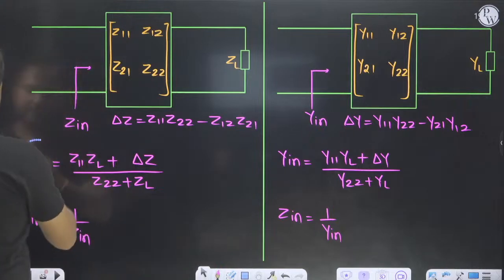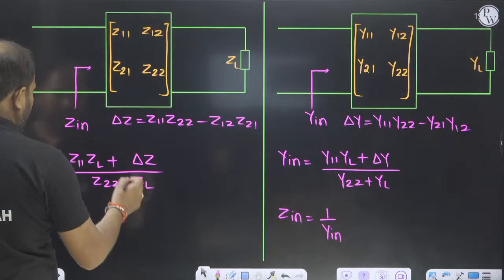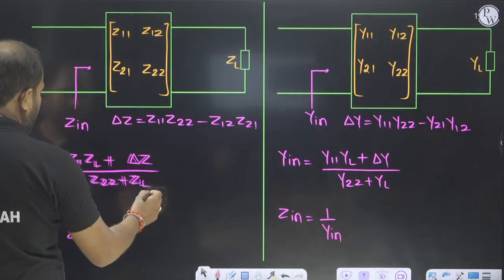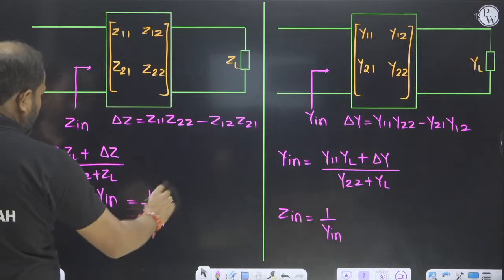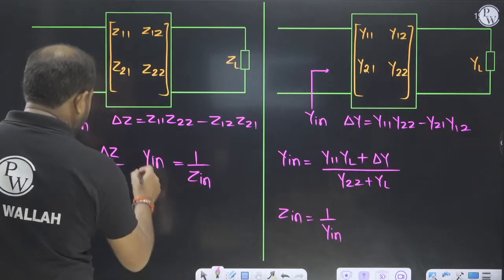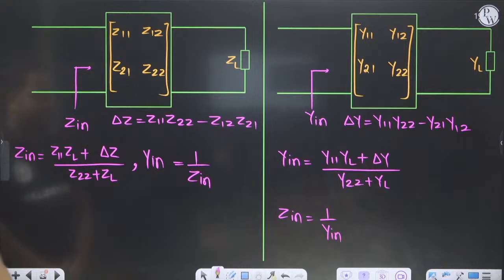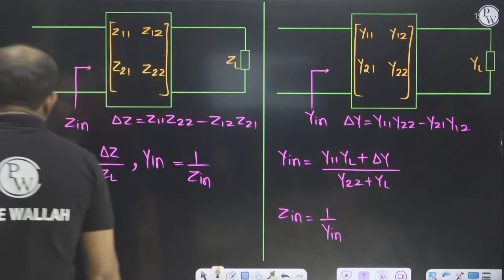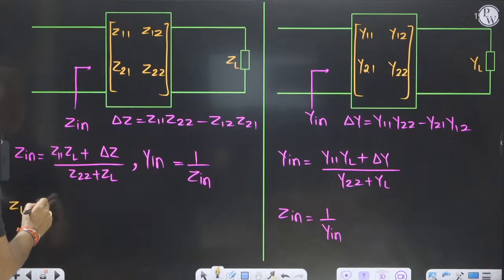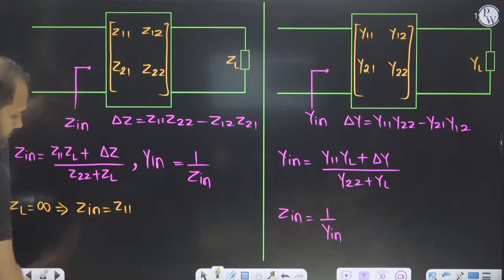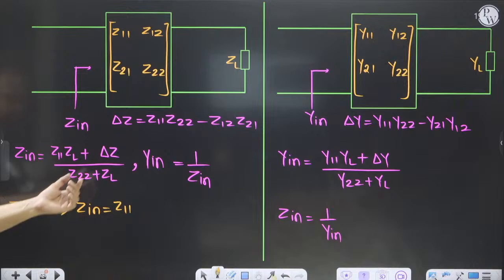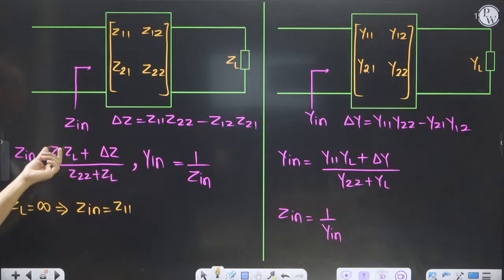Next point you have to understand. I will minimize this because I have to do some mathematical analysis so that you can understand the main point here. The next point is that if ZL is equal to infinite, then what is Zin? Zin is equal to Z11. If ZL is infinite, this Z11 will be remaining, so it will be equal to Z11.